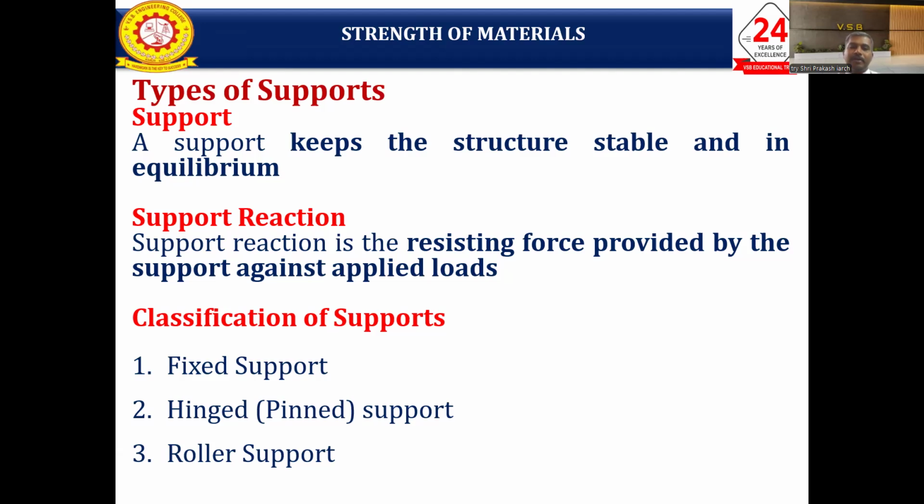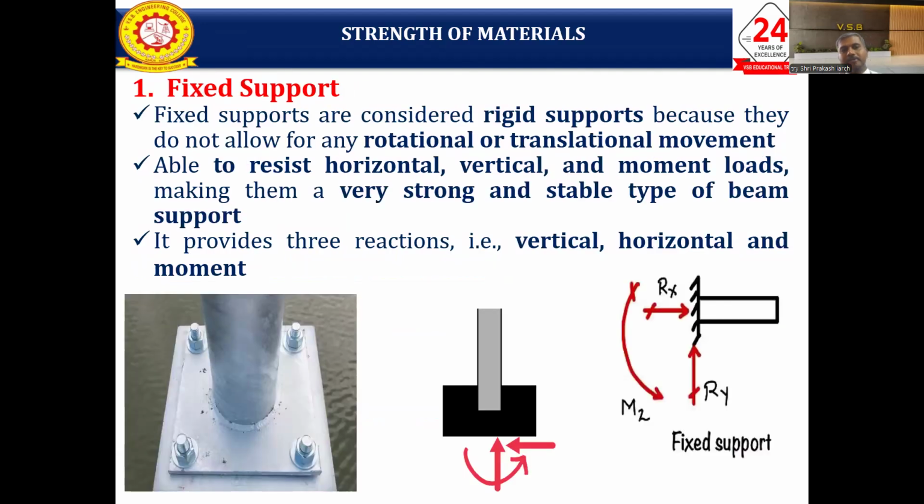We have a different classification of supports. One is a fixed support, another is a hinged support, or we can call it a pin support, or we have a roller support. What is fixed? It is purely rigid. So both rotational as well as translational movement will be totally arrested. That means this support can resist horizontal as well as vertical loads and moment, making the structure more strong and stable.